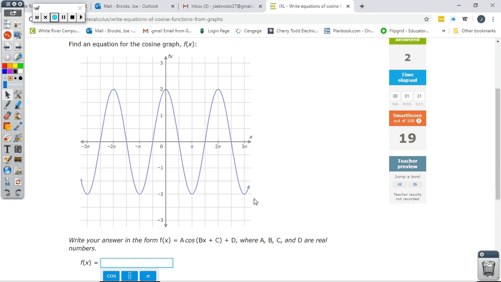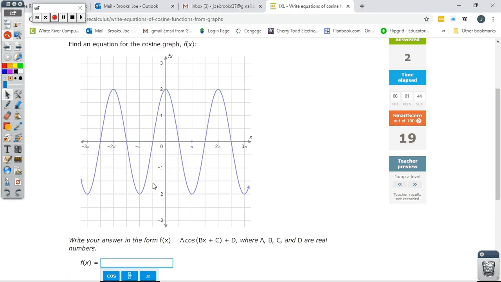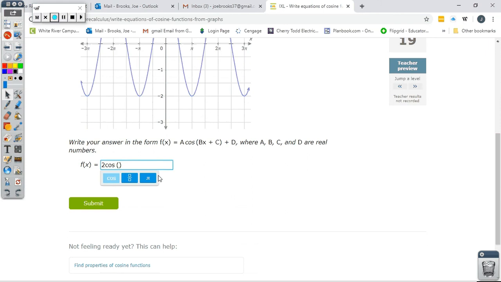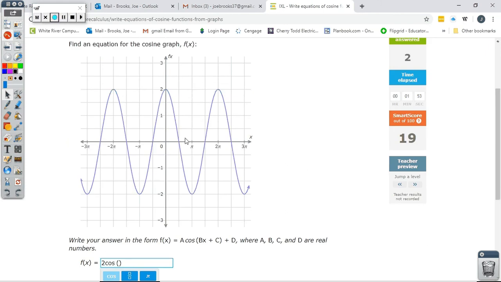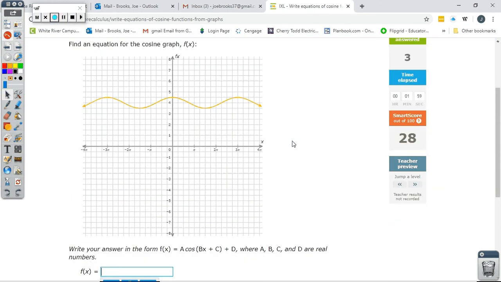Looking at this one, the amplitude is 2. It starts high at positive, and it completes in a normal 2 pi period, so I'm going to go 2 cosine. It didn't phase shift, so there is no C, and it didn't move up or down, so there is no D. So we're just going to go 2 cosine x. Okay, we get to one where we have to actually change something. We'll write it down.